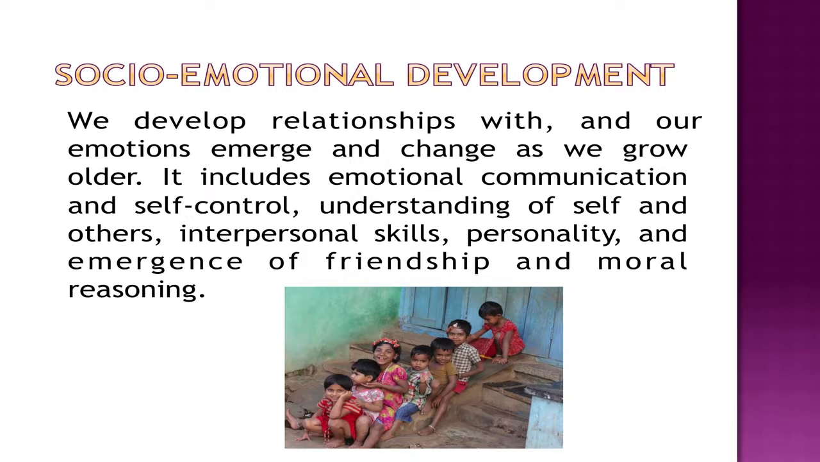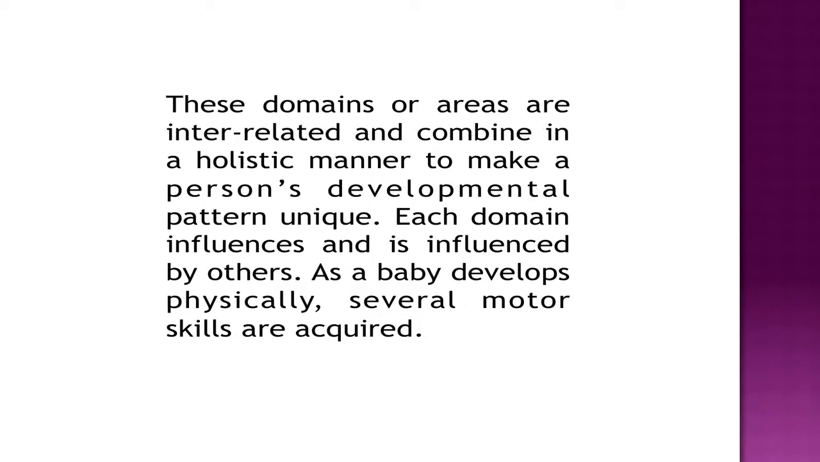Third, socio-emotional development. It refers to how we develop relationships with other people and how our emotions emerge and change as we grow older. It includes emotional communication and self-control, understanding of self and others, interpersonal skills, personality and emergence of friendship and moral reasoning. These domains or areas are interrelated and combined in a holistic manner to make a person's developmental pattern unique. Each domain influences and is influenced by others.